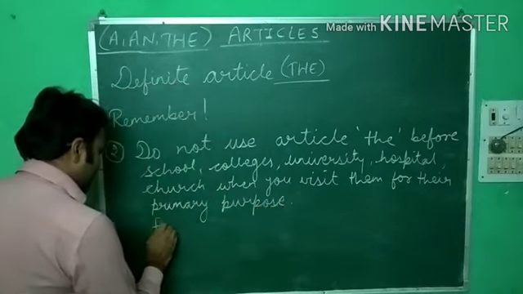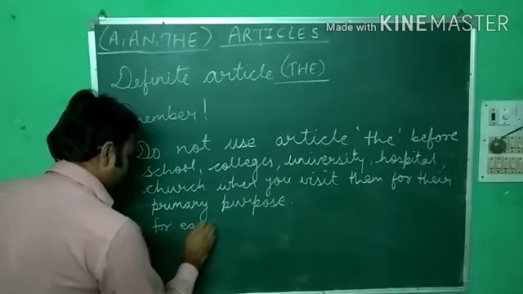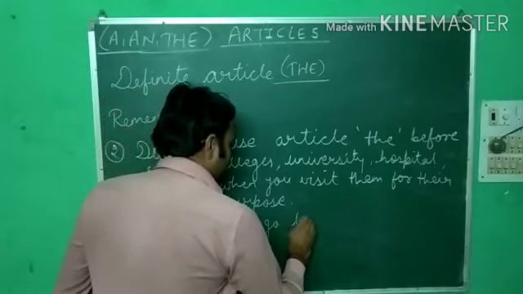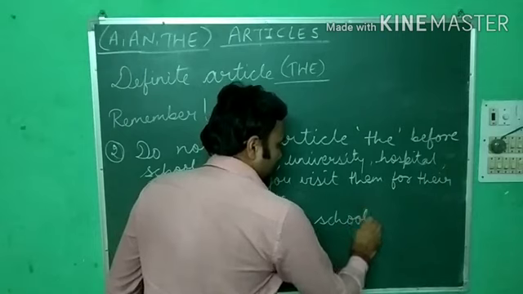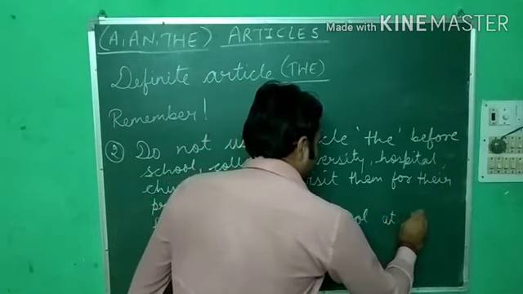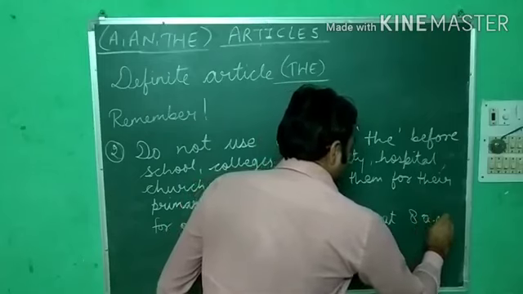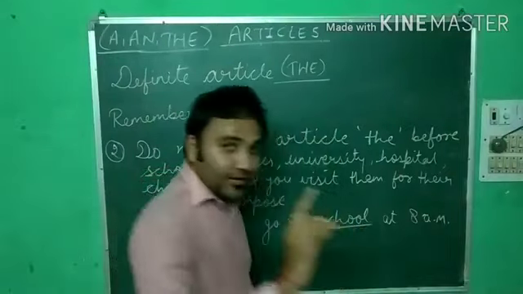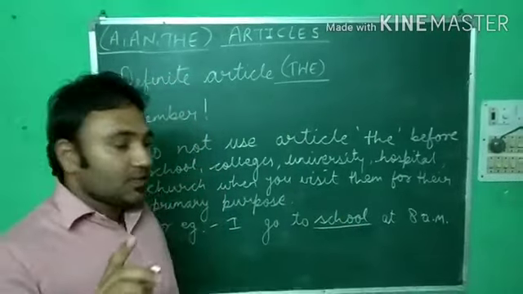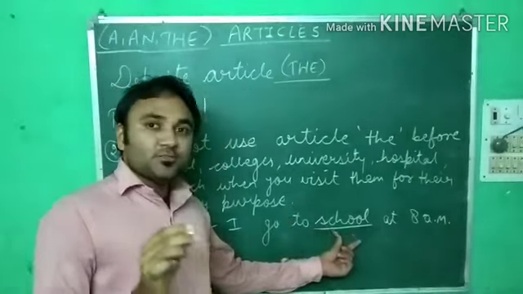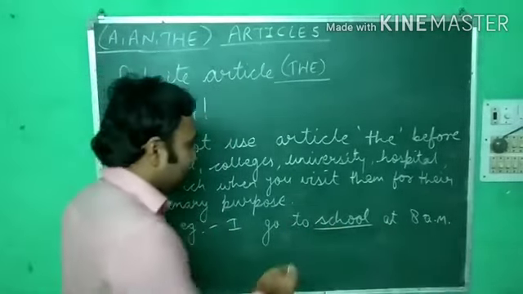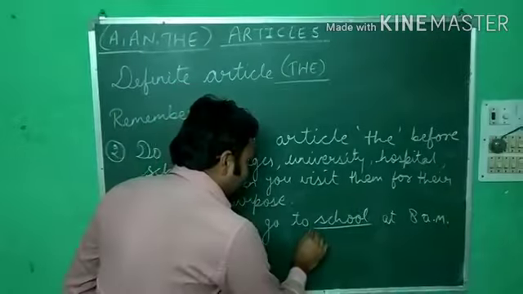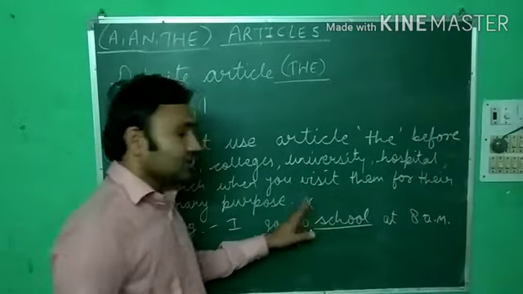For example, I go to school at 8 a.m. In this example, you can see that before school we haven't used any article because our primary purpose of going to school is to study, and we are going to school for fulfilling our primary purpose, and that is to study. That's why we haven't used any article over here.